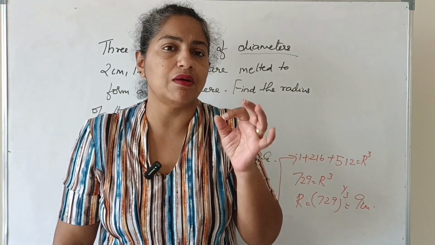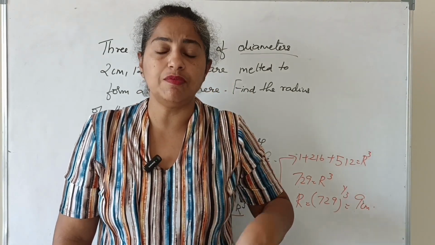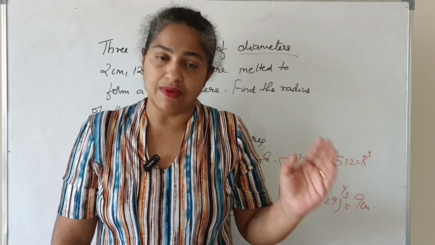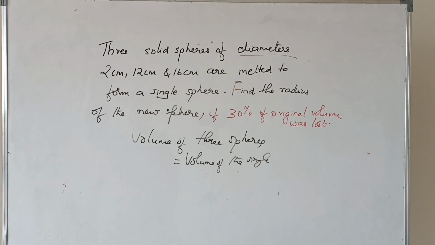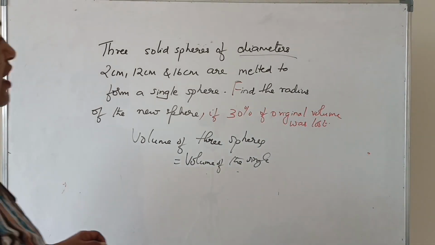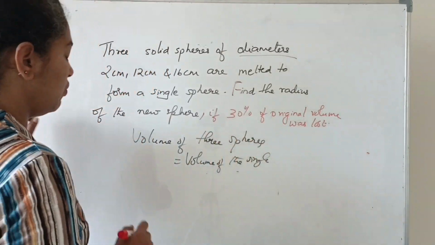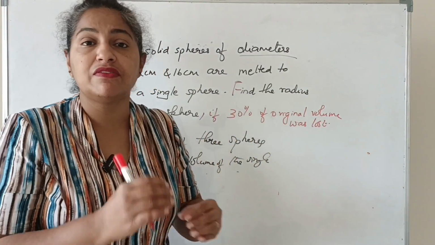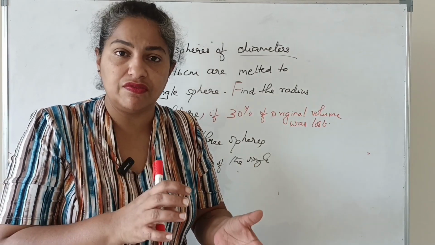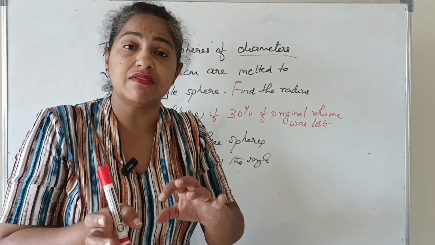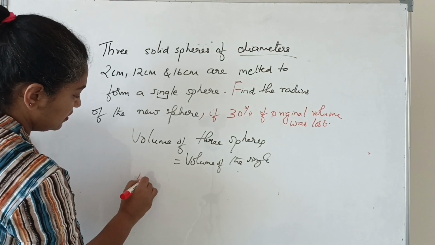So, let us do one sum based on this particular concept where the wastage of the metal is mentioned to you. Now, here I have made a small change to the question. I have mentioned that 30% of the original volume was lost. So, which means that only 70% of the volume of the three spheres was used in making a single sphere.